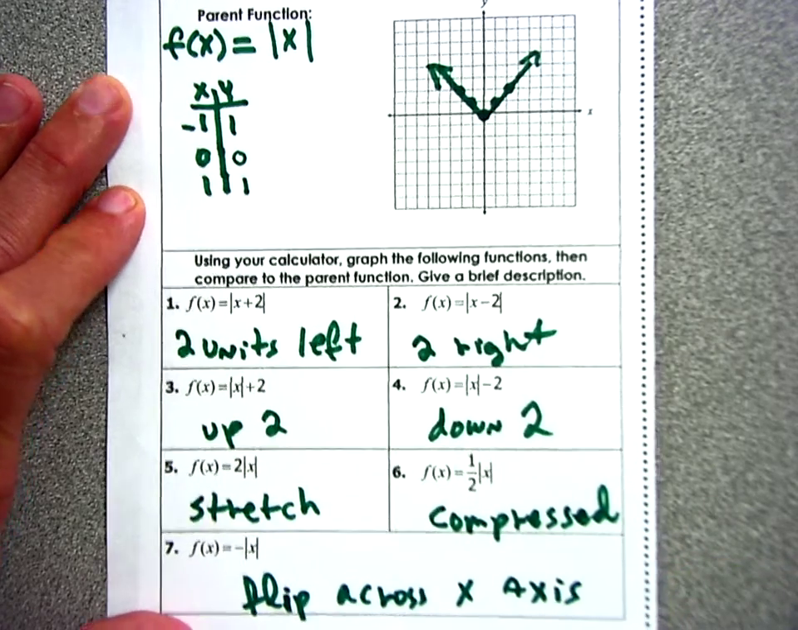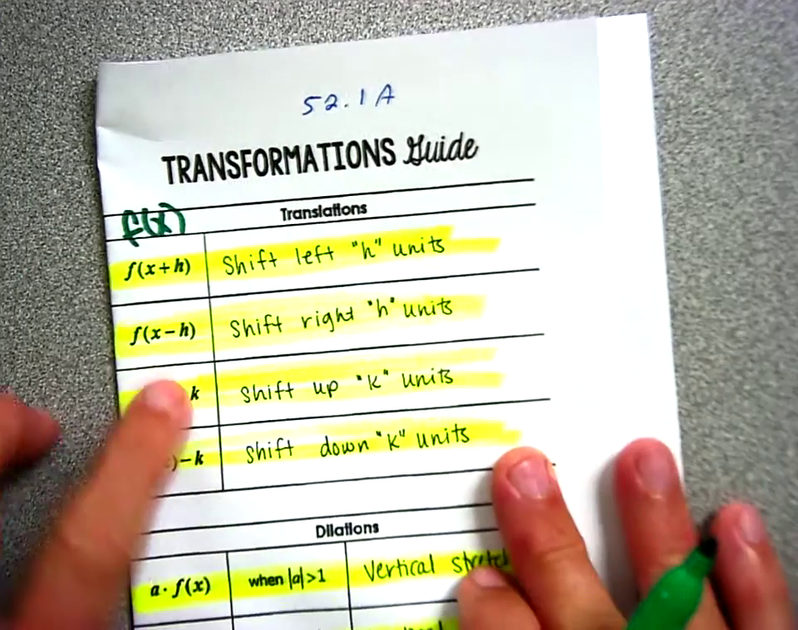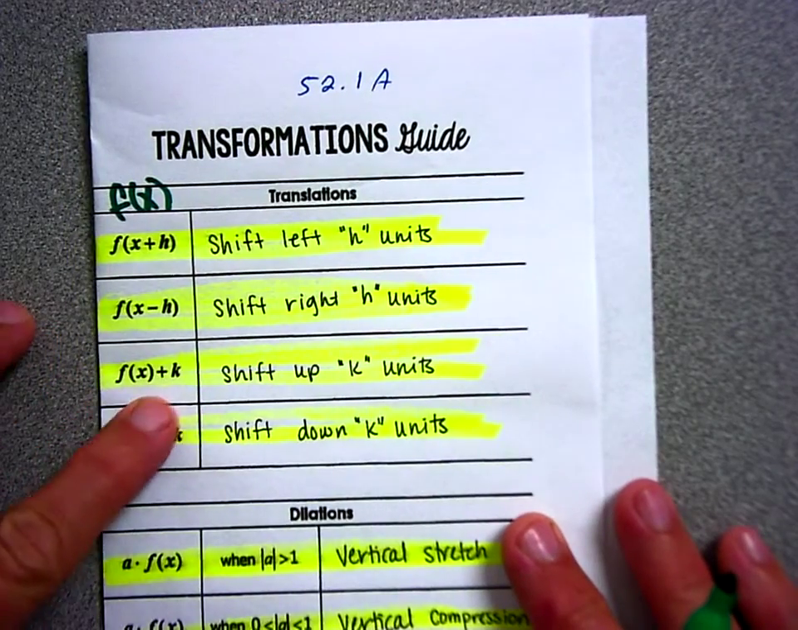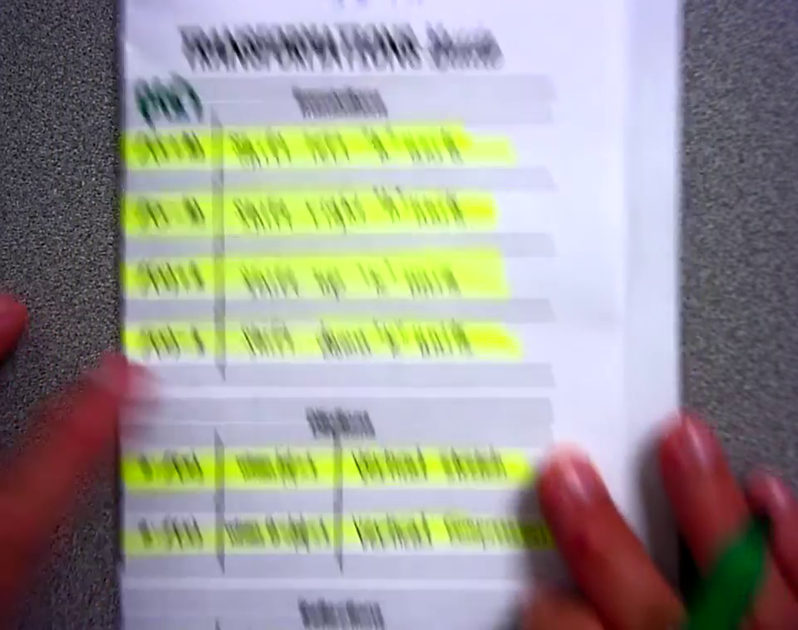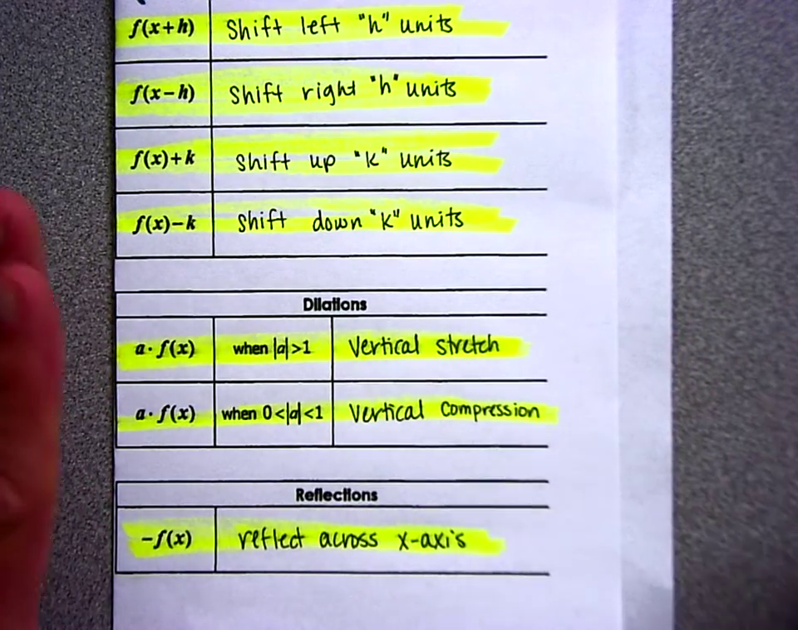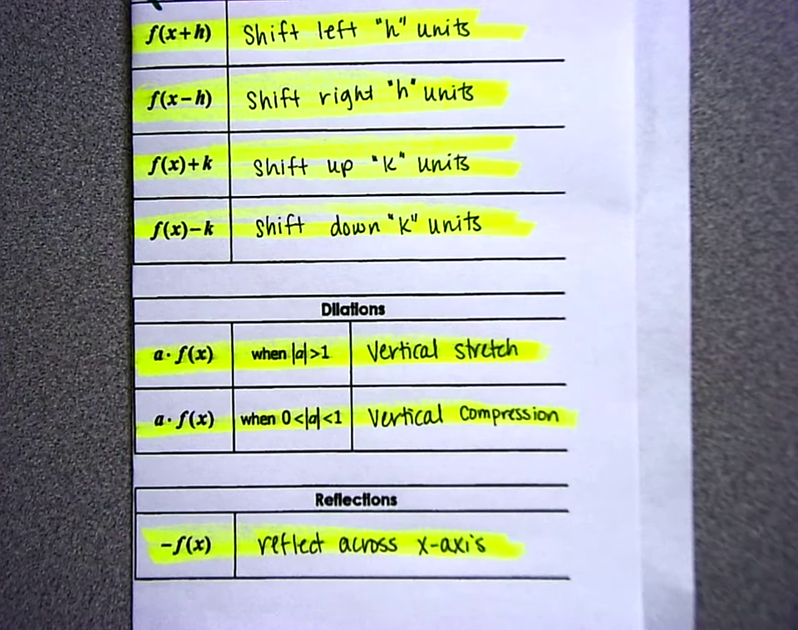If you're confused, look over here one more time. When we have the answer key here, take one more moment and look at all of these notes, and you'll see that's what we did. When it was inside the operation, it moved left or right, and didn't follow the sign. When it was outside the operation, it moved up or down, and did follow the sign. Here's your stretch and your compression. We're gonna do this with the quadratic, and it is gonna be the exact same thing.